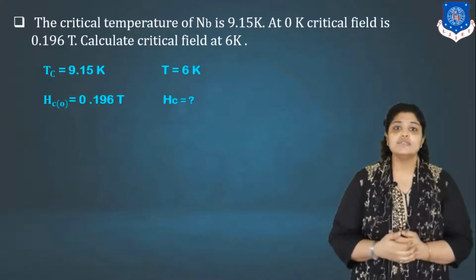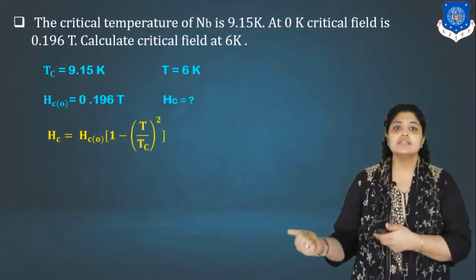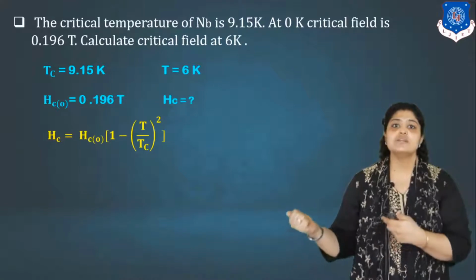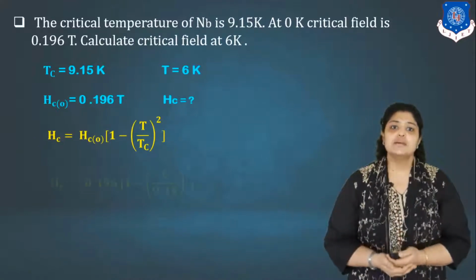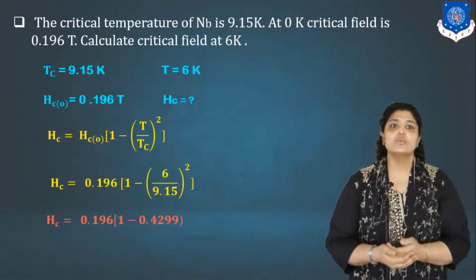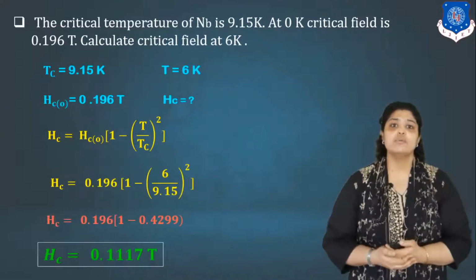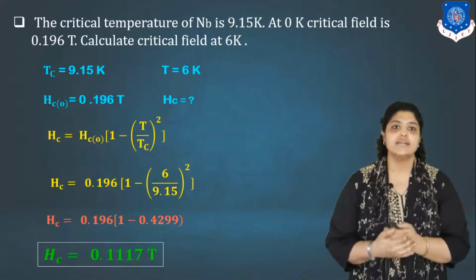What is the equation we will be using? We will be using this equation: Hc equals Hc0 times (1 minus T by Tc) the whole squared. So substituting all the values, we get the answer as 0.1117 Tesla.